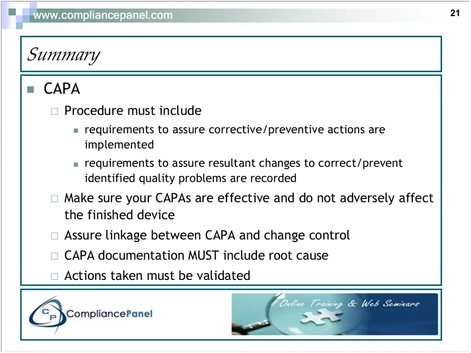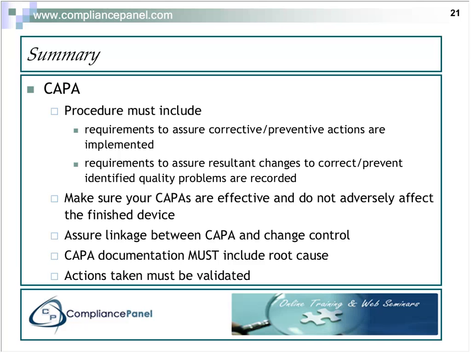In summary, you're going to have a CAPA procedure, and your procedure has got to include, most importantly, requirements to assure that your corrective and preventive actions are implemented. How do you know that they're implemented? The requirements to assure that any changes to correct or prevent quality problems are recorded, written down, documented. You want to make sure that your CAPAs are effective, that they work, so that's going to be validation, and that they do not adversely affect the finished device, and that's going to be your extended period evaluation.